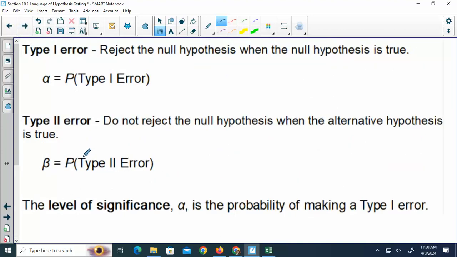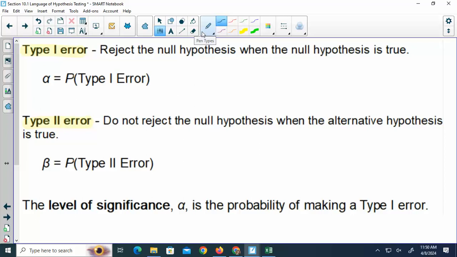Let's look at this. The second thing we need to talk about is error. So we have two types of error. Type 1 and type 2. Basically, when we are hypothesis testing, we are trying to decide, is my null hypothesis true or not? And so we could make a mistake. I could conclude that my null hypothesis is true when it's really not. Or I could conclude that my null hypothesis was false when it's really correct. Those are the two types of error.